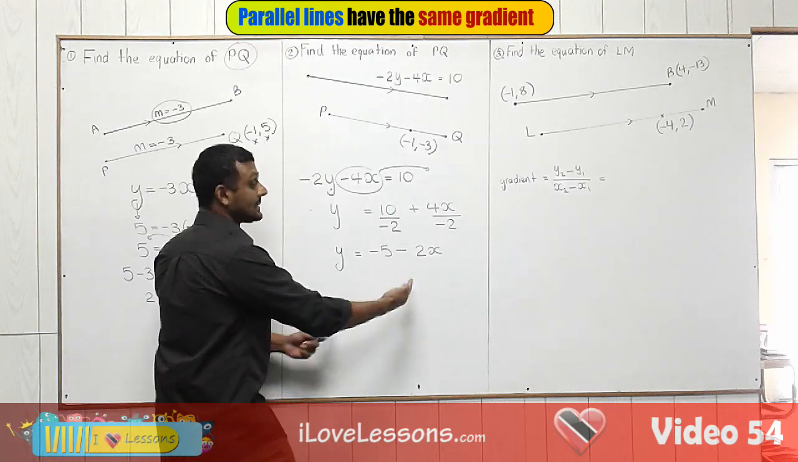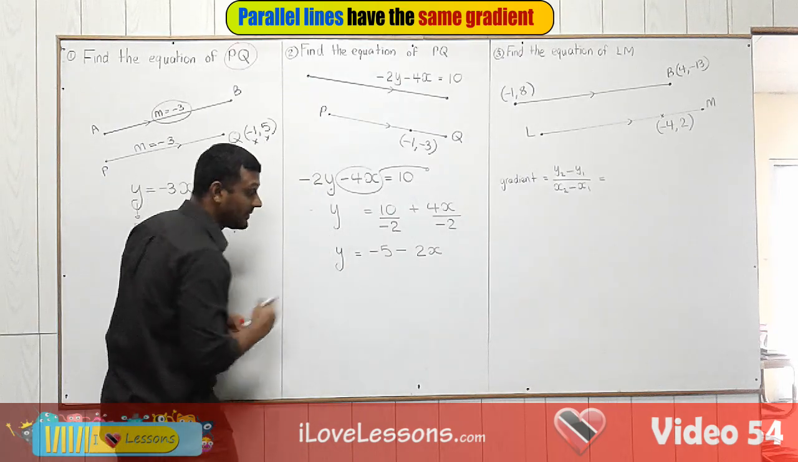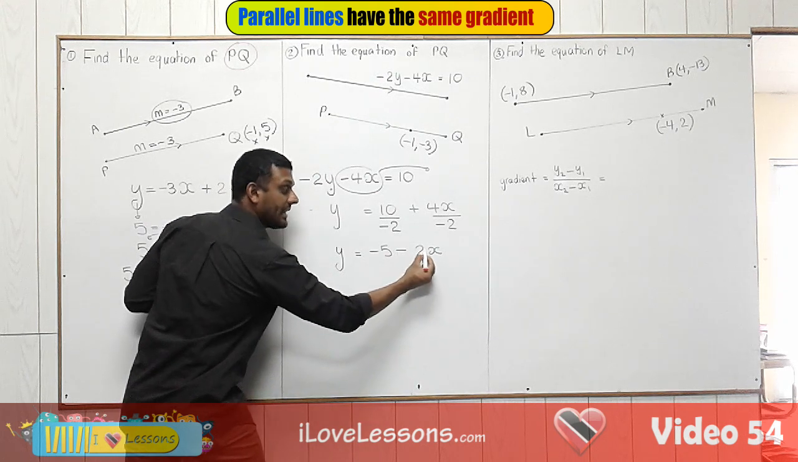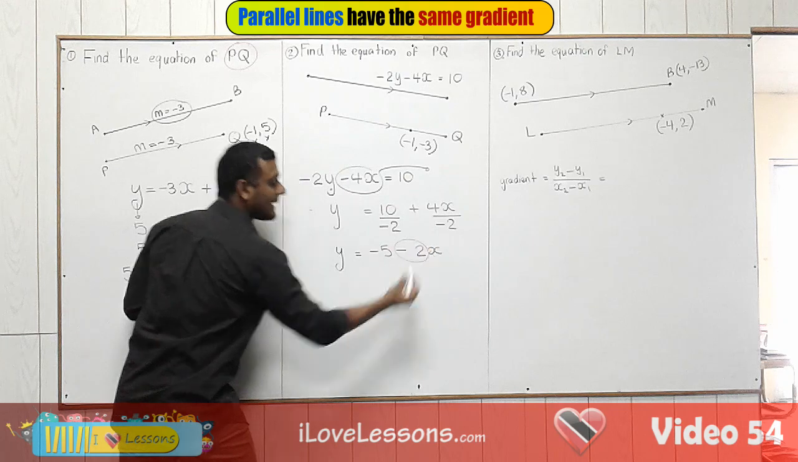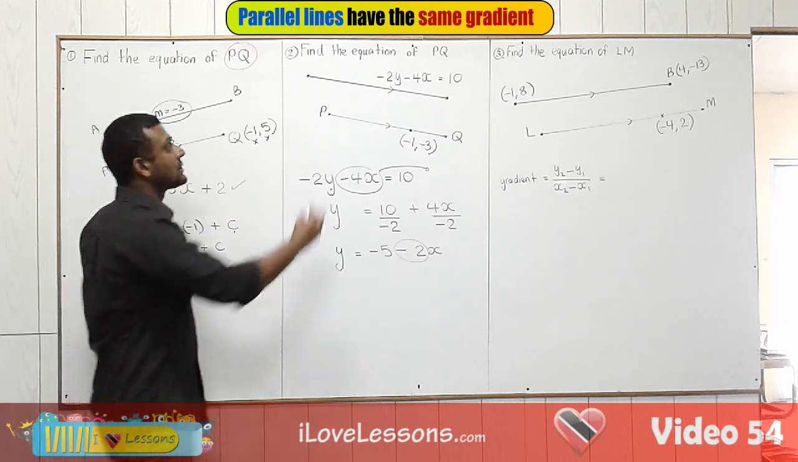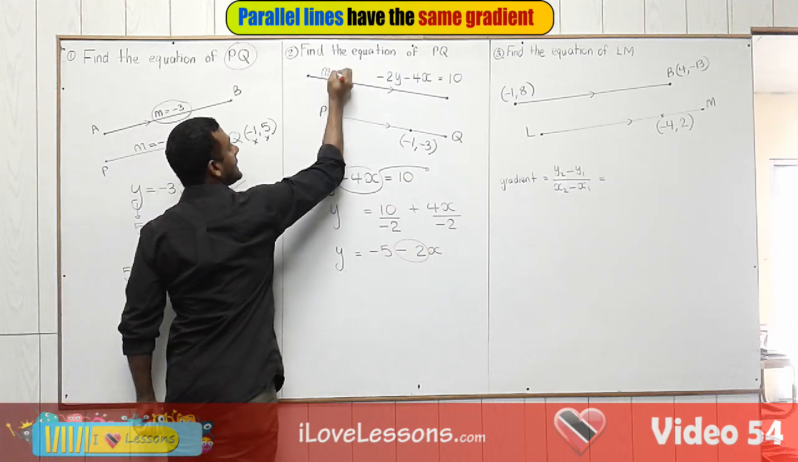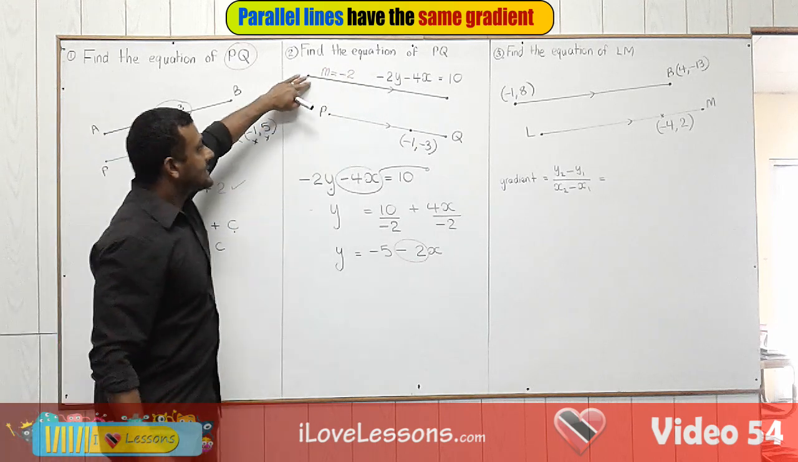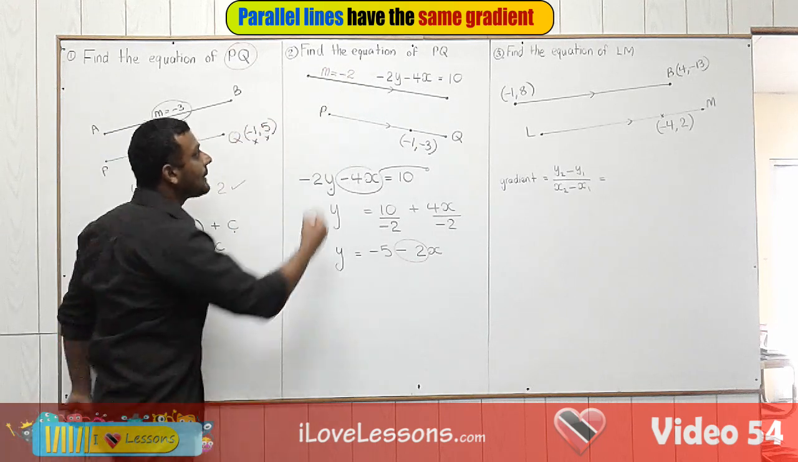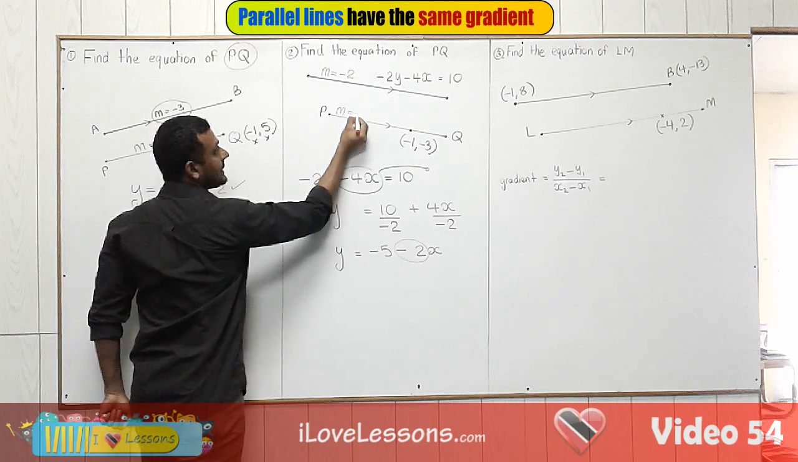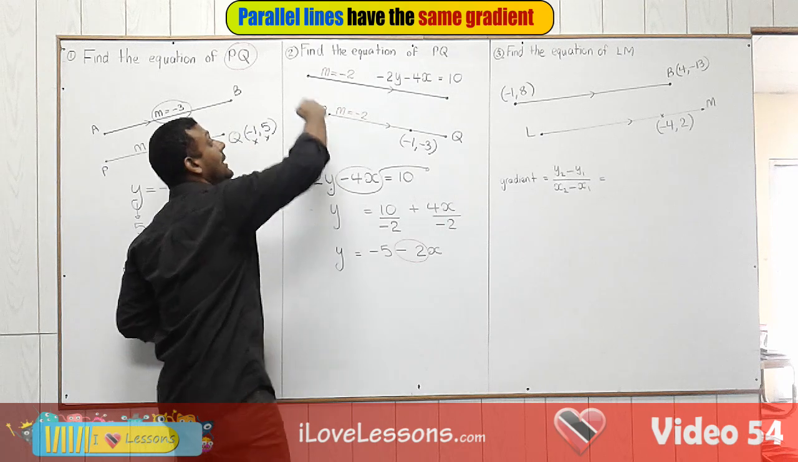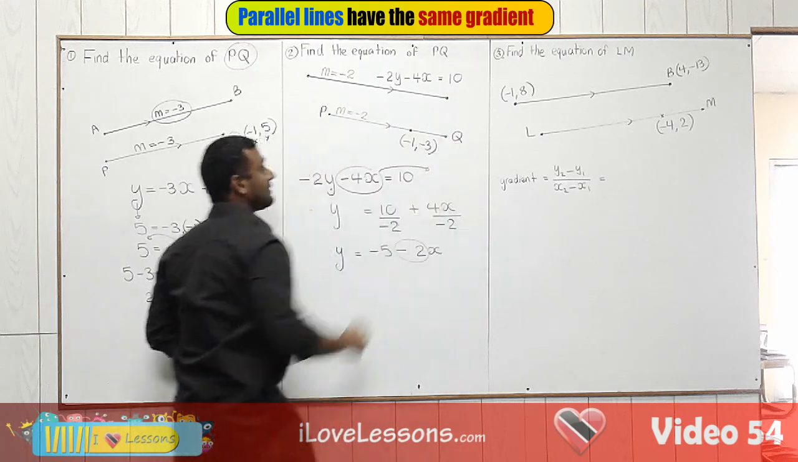But remember, m doesn't necessarily have to come first. Whoever is touching x is your gradient. So my gradient is minus 2. So the gradient of this line is minus 2. These two lines are parallel, so that means the gradient of this line is also minus 2. We are interested in finding the equation of this line.